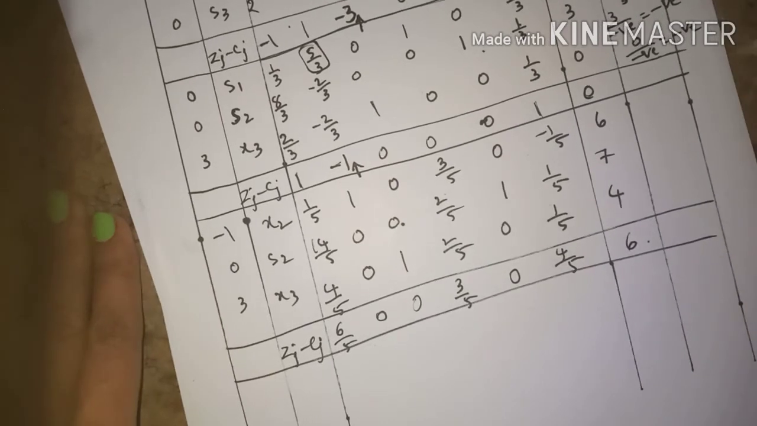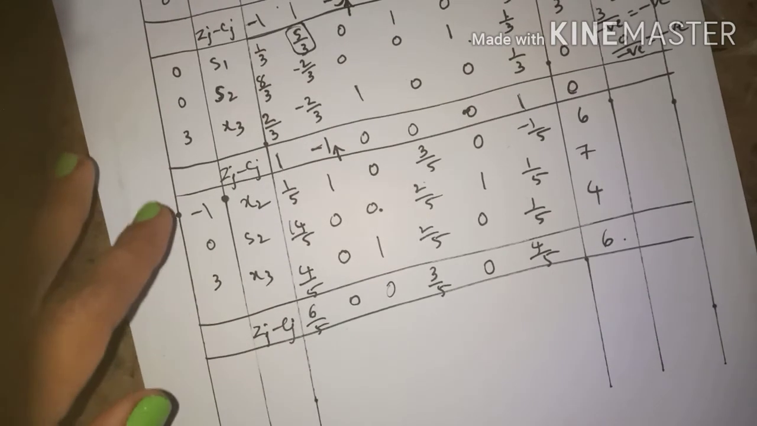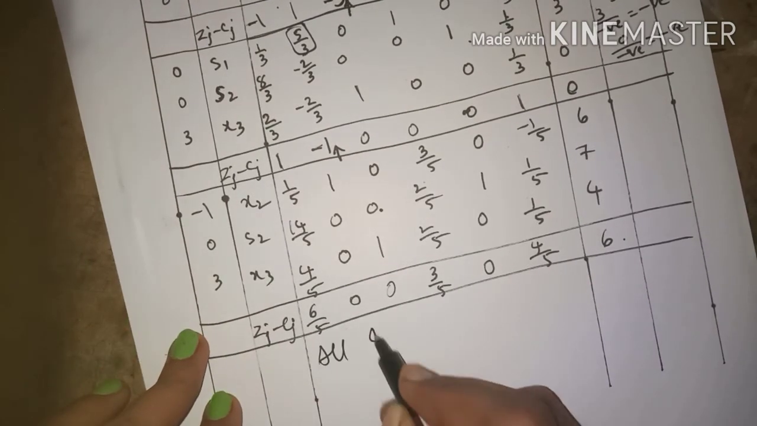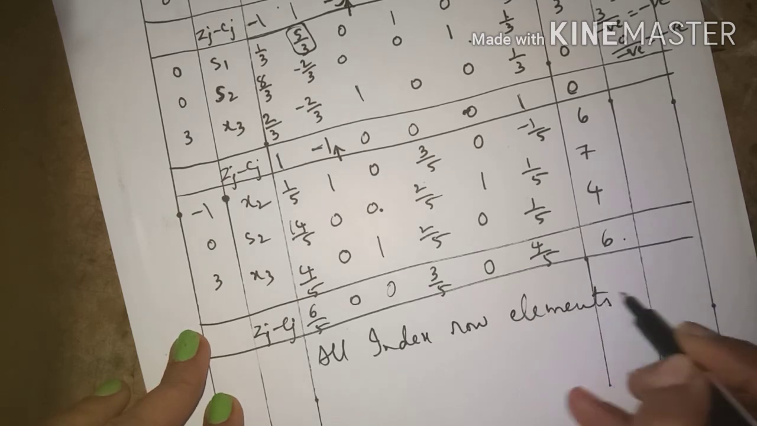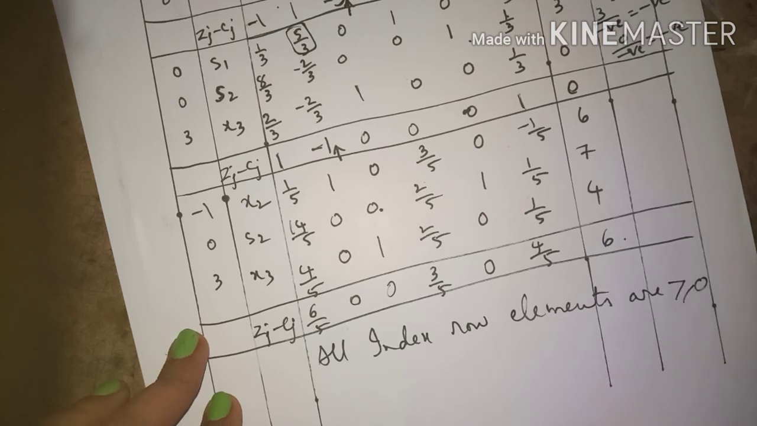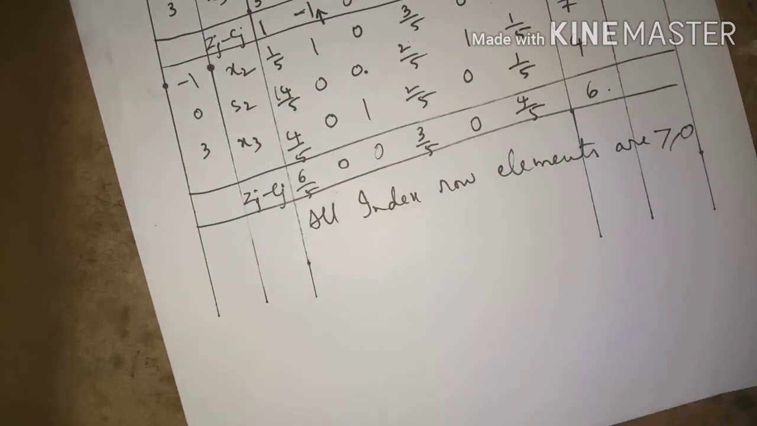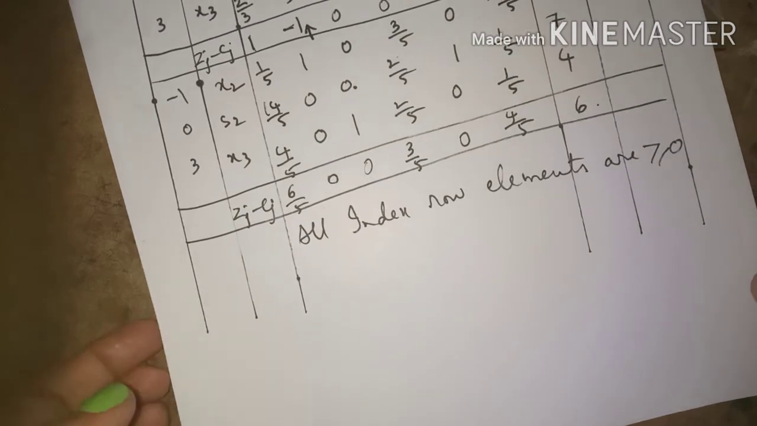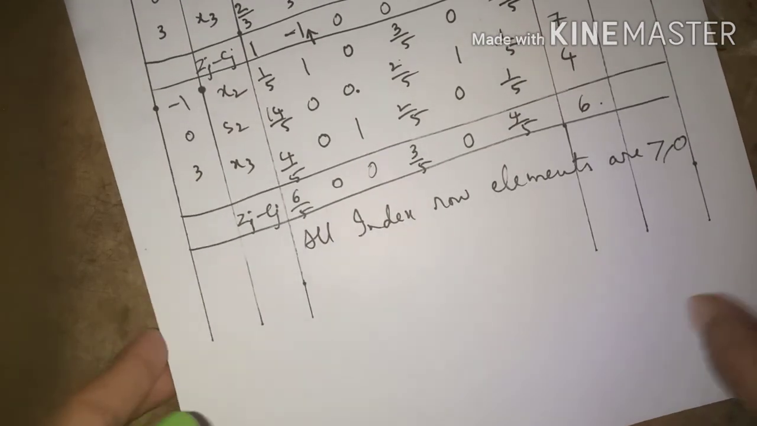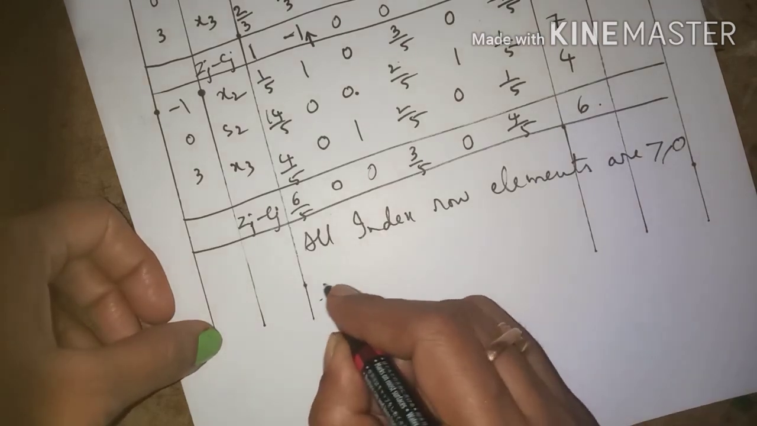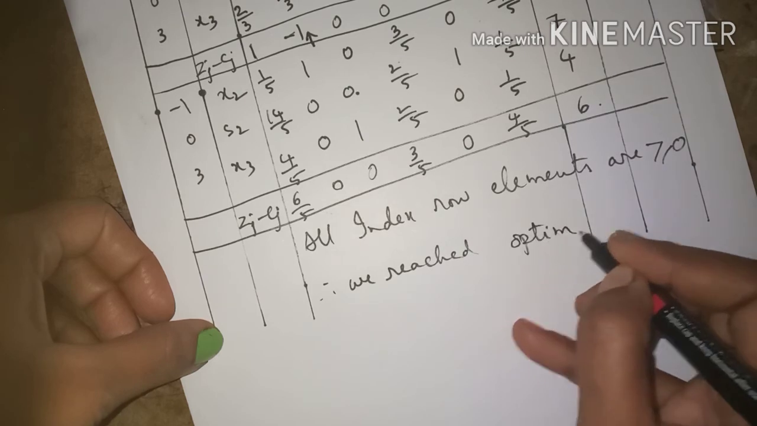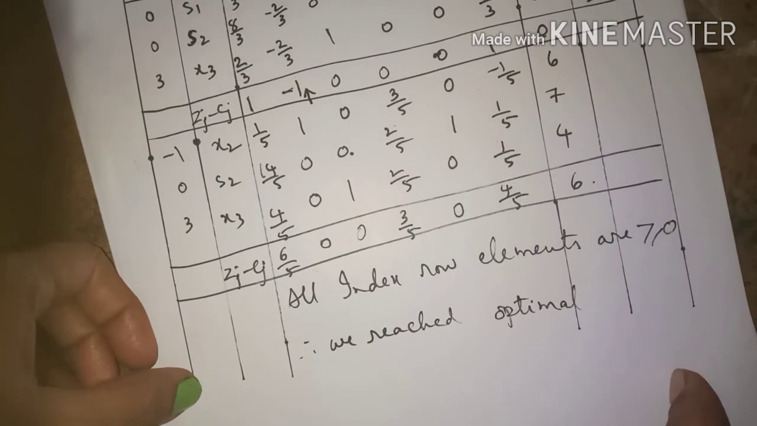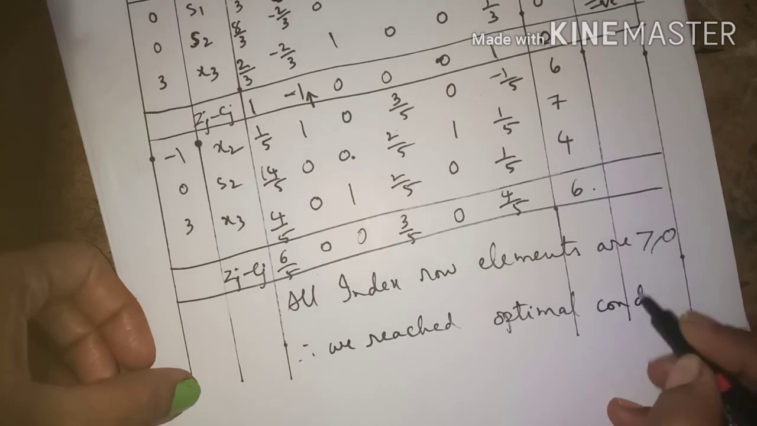Now everybody observe it carefully. If you observe the index row very carefully, we have got all index row elements greater than or equal to 0. Therefore, we reached the optimal condition.